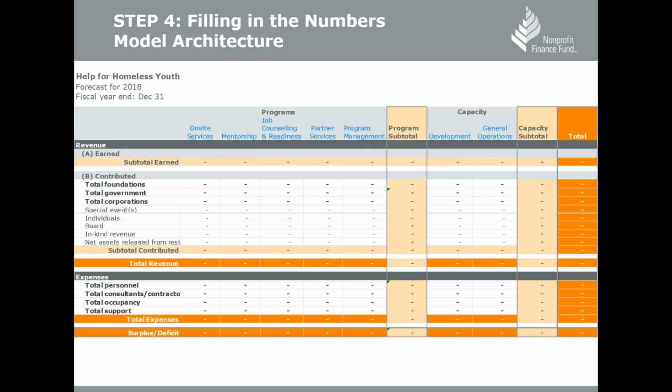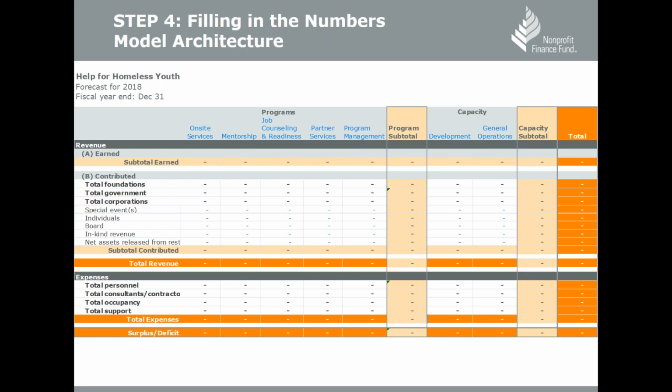First, before we get into the numbers, I just want to acclimate all of you to the spreadsheet on this slide. So here we see laid out in this model, which reflects HHY's lines of businesses in the columns on the program side of the spreadsheet. On the capacity side over here, Jordan segregated development from general operations as we discussed earlier.